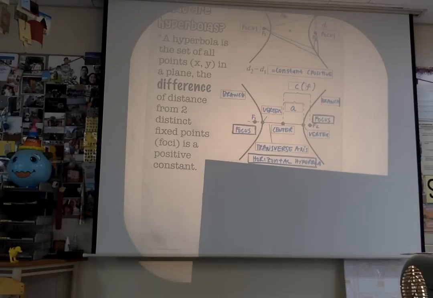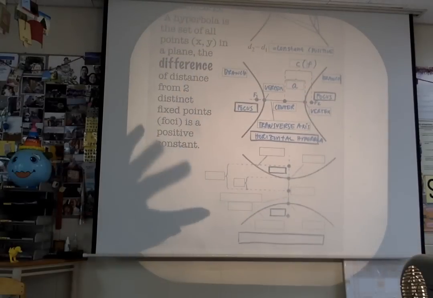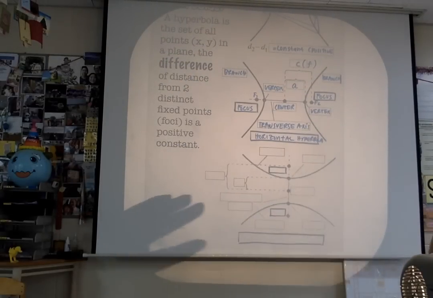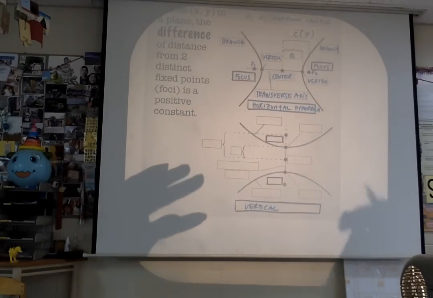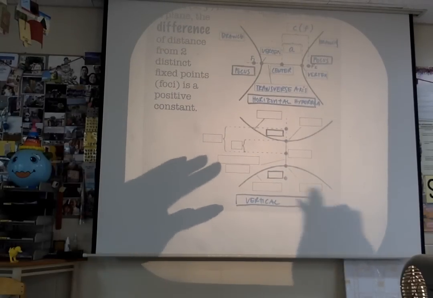Now, the next part that you're looking at is the vertical. Why don't you try filling in the rest of the vertical on your own? But I'll write here: vertical hyperbola, vertical transverse axis hyperbola, however technical you want to get.